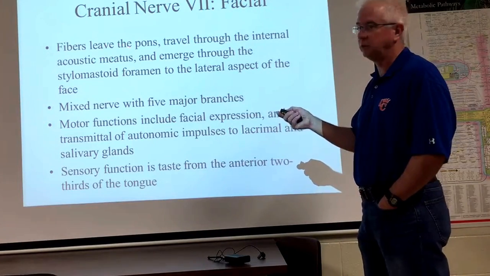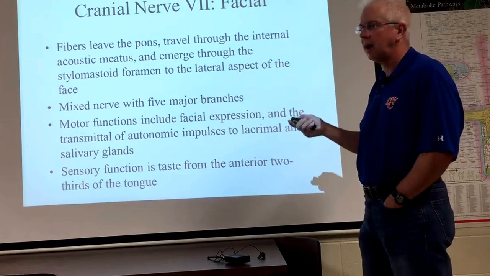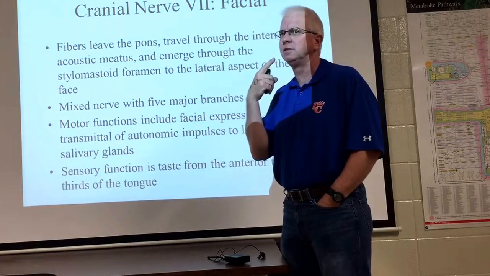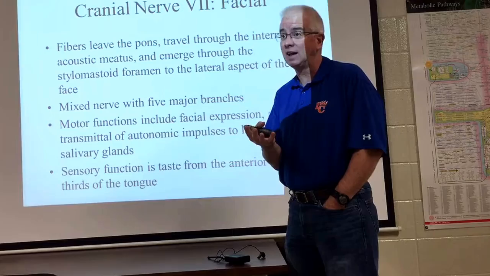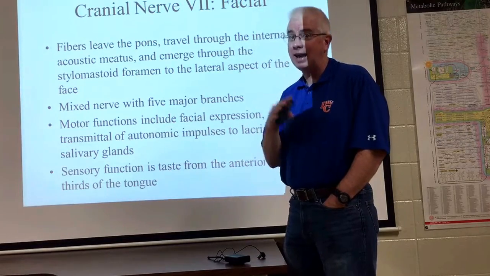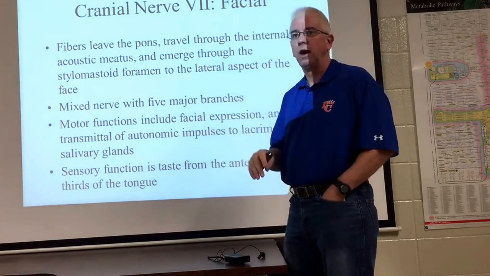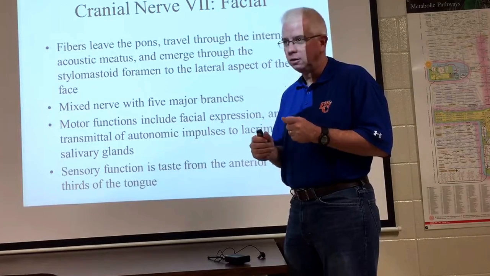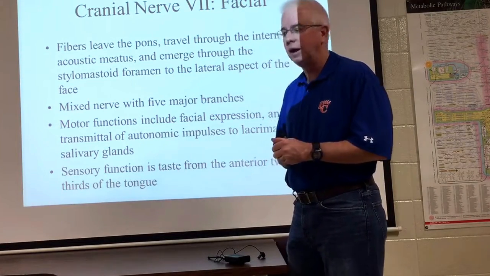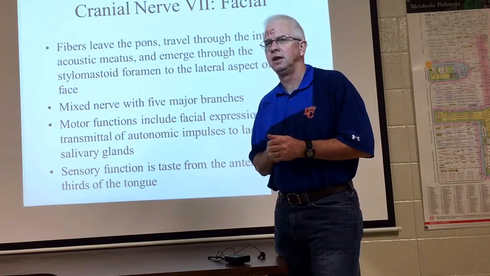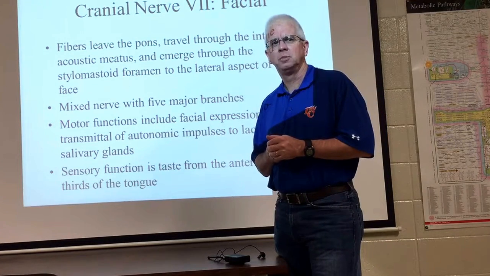This is where these fibers leave from the pons. And they travel from the pons of the brainstem. Now, the brainstem is inside, right? I've got to get out somehow. So I have to find me a hole. The nerve's got to find himself a hole to get out of the skull. And the hole it passes through is the internal acoustic meatus.